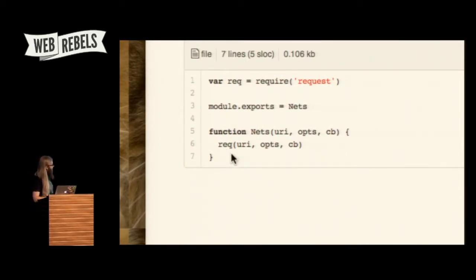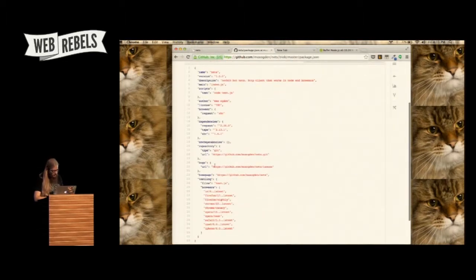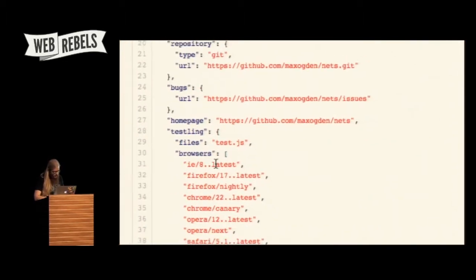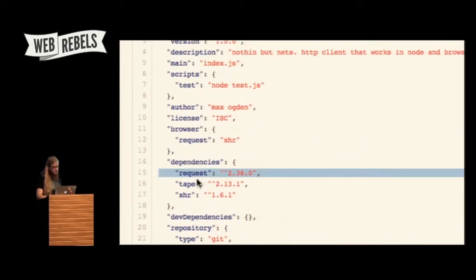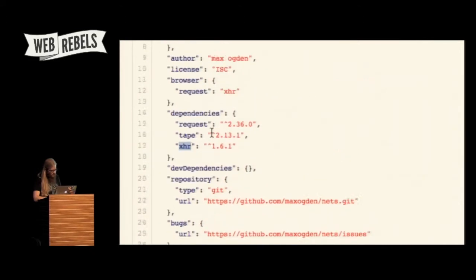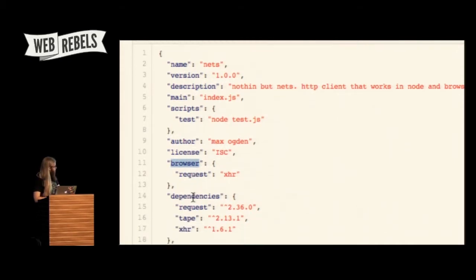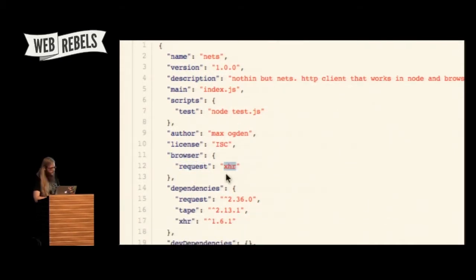All it does is require request, which if you use it in Node, you'll get Node's request module. But there's one weird trick to make HTTP work everywhere: you have dependencies, request and XHR. XHR is a module that has the request API, but all it does is work on top of XML HTTP requests. And the really cool part is that Browserify automatically, where is my browser field? Oh, here we go. If you tell it that in the browser, instead of request, just use the XHR module, then when you use it in a browser, Browserify will automatically swap them out.